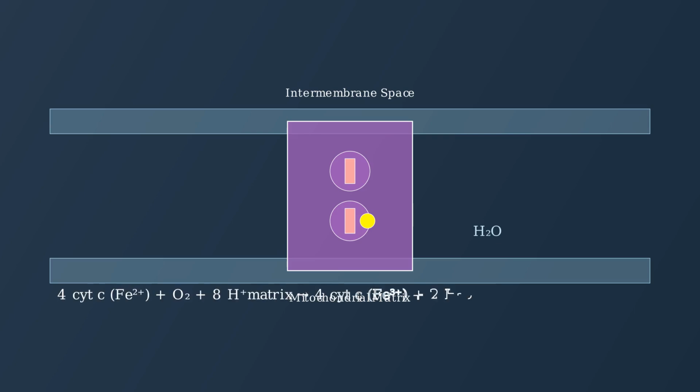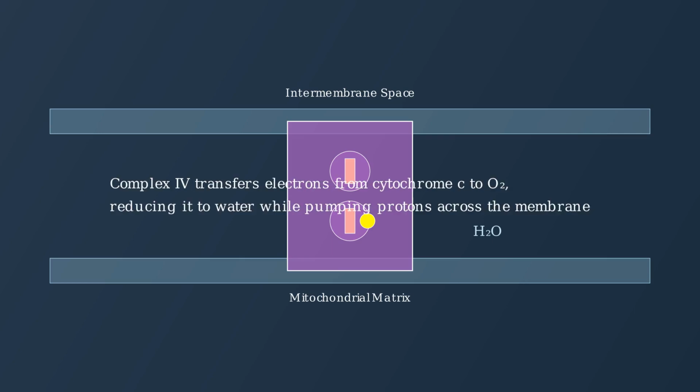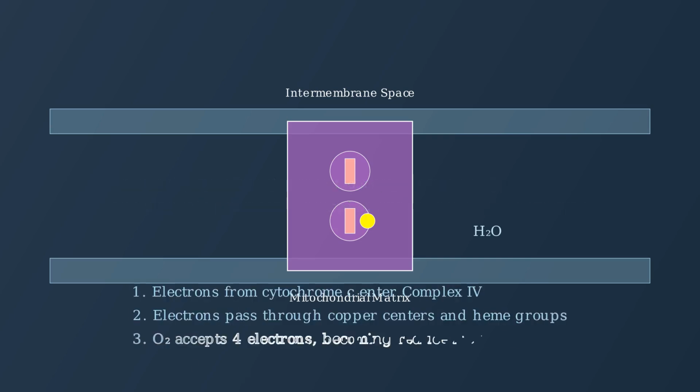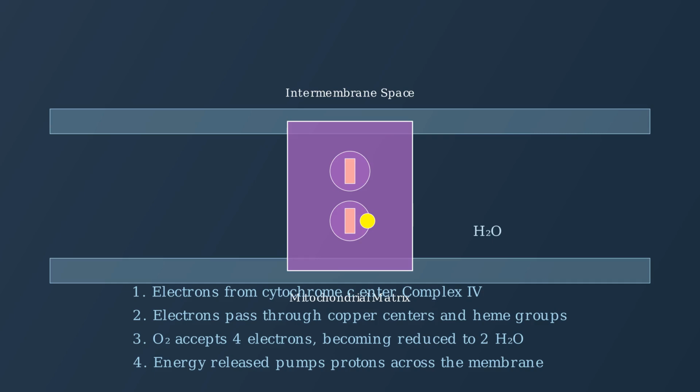The overall reaction catalyzed by complex 4 involves 4 reduced cytochrome c molecules, 1 oxygen molecule, and 8 protons from the matrix. This reduction of oxygen to water is absolutely critical, as it creates the thermodynamic pull that drives electrons through the entire electron transport chain. Let's review the key steps. Electrons enter from cytochrome c, pass through metal centers within the complex, reduce oxygen to water, and the energy released drives proton pumping across the membrane.